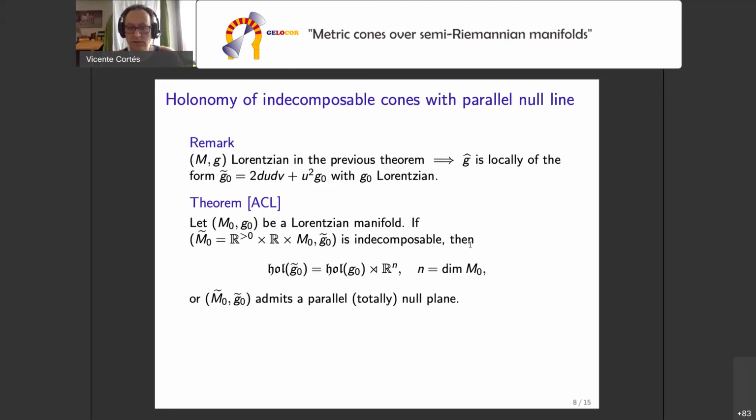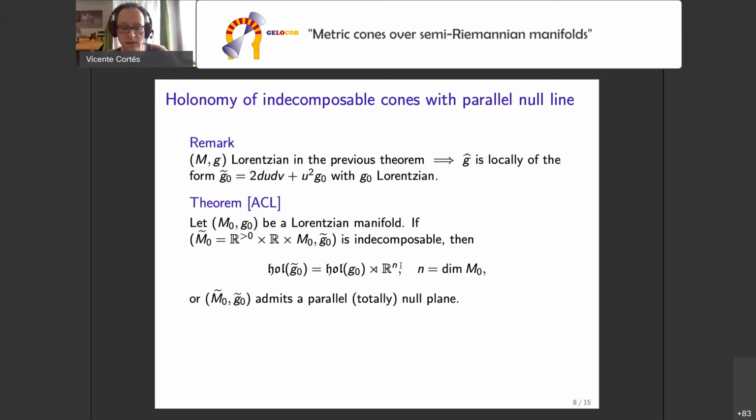Then the result is that the holonomy of this metric, g0 tilde, is related to the holonomy of the metric g0 by this formula. So the holonomy of g0 tilde is a semi-direct product of holonomy. I think here the semi-direct product should be in the opposite direction. So the ideal is the normal.